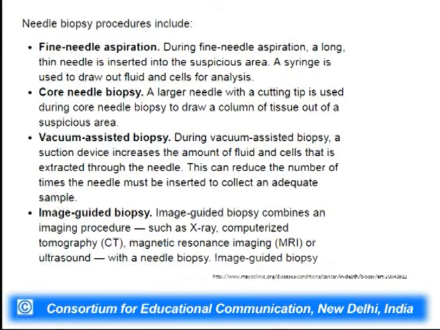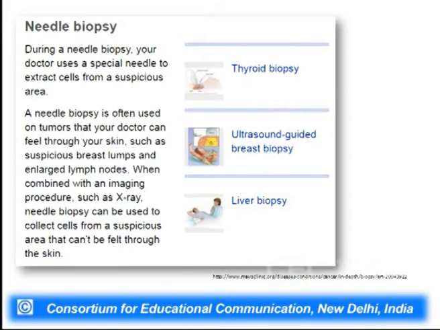The fourth type of needle biopsy is called the image guided biopsy, in which, along with these biopsy techniques, various imaging procedures are also used, which include X-ray, computerized tomography, MRI, which is magnetic resonance imaging, ultrasound or PET scan. All these image guided biopsies are done when they detect that the stages might be metastatic or have passed down to other parts of the body also.